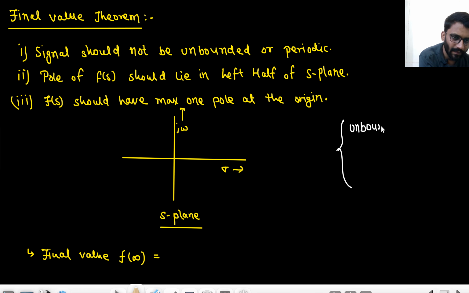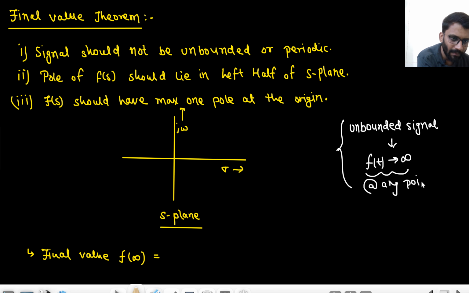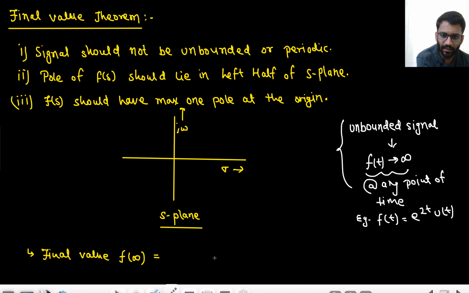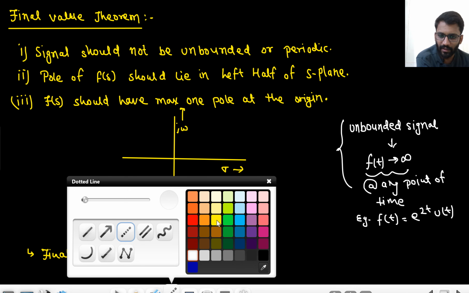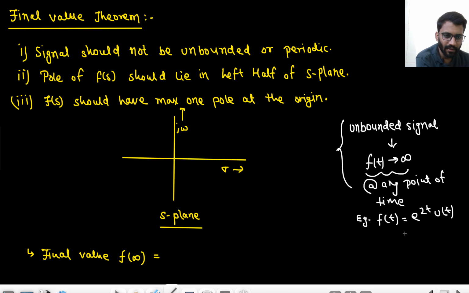What is an unbounded signal? An unbounded signal is one where f of t goes to infinity at any point of time. What is the example? The example is f of t equals e to the power 2t into u(t). So how will the waveform look like? It will just keep on increasing, right?